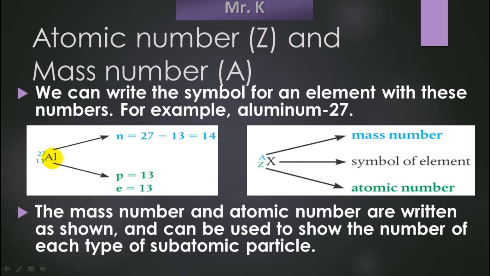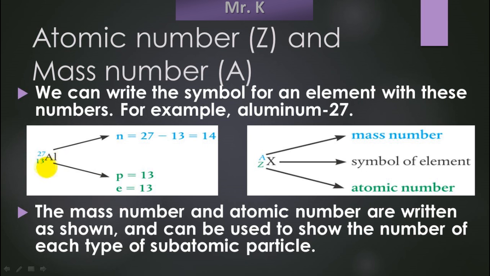We write this, for example, for aluminum, like this. We have the element symbol placed in the center, and in the top left, relative to the symbol, is the mass number, and in the bottom left is the atomic number. So for aluminum-27, which is a certain isotope of aluminum, it has a mass number of 27, and all aluminum has 13 protons, therefore its atomic number is 13.